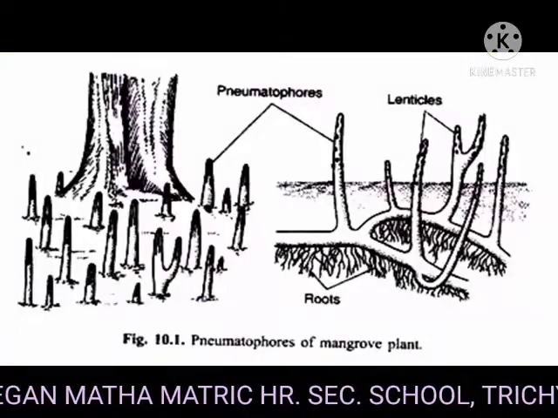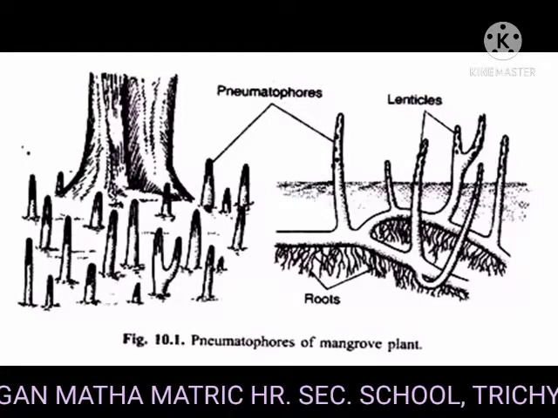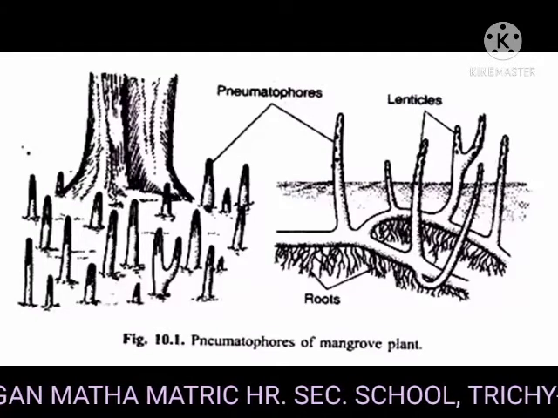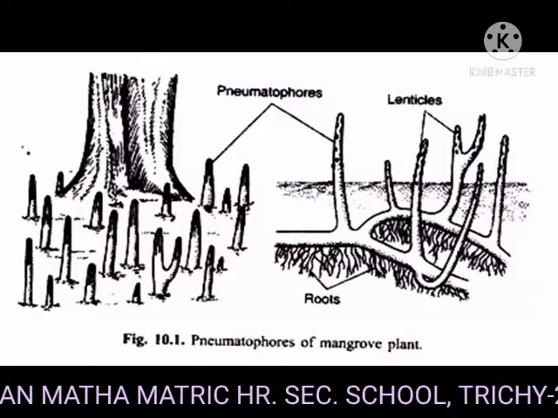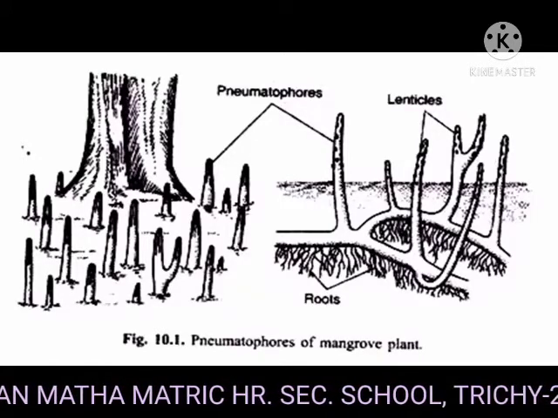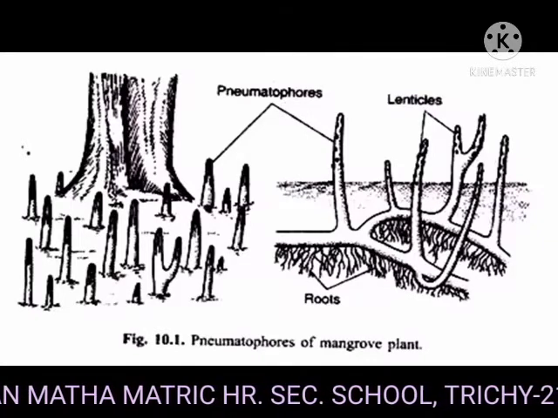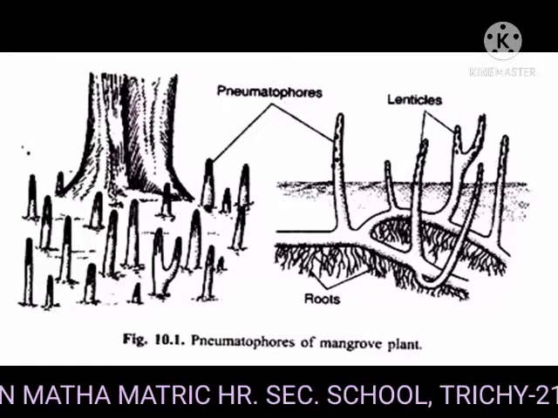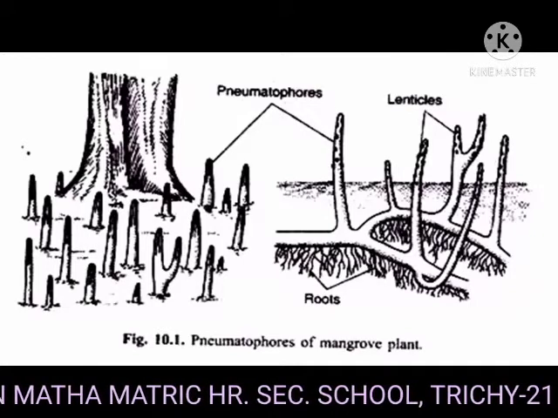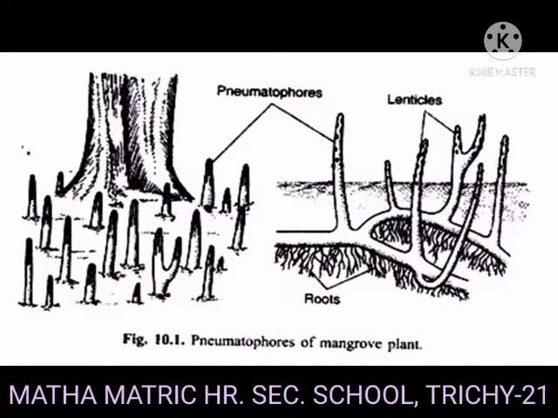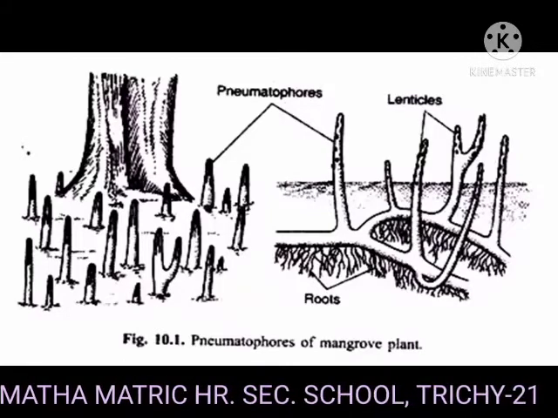Morphological adaptations. The temperate halophytes are herbaceous, but the tropical halophytes are mostly bushy. In addition to the normal roots, many silt roots are developed. A special type of negatively geotropic roots called pneumatophores, with pneumatodes to get sufficient aeration, are also present. They are called breathing roots. Example, Avicennia.